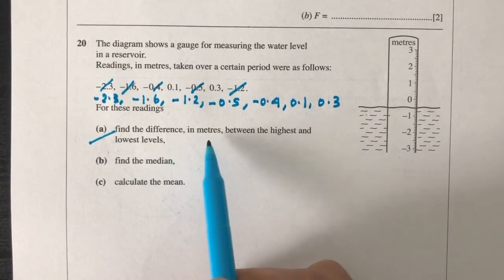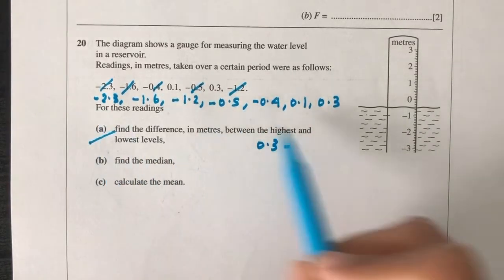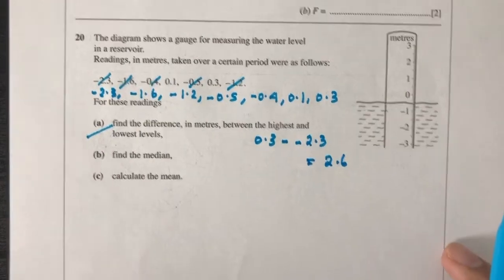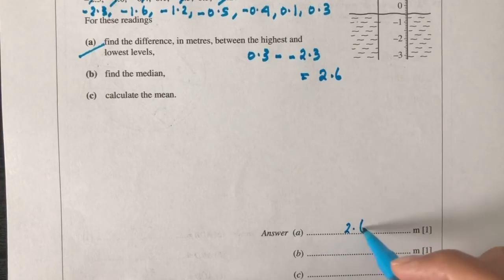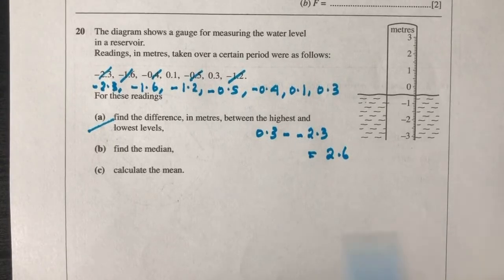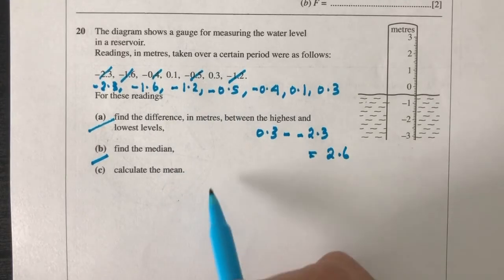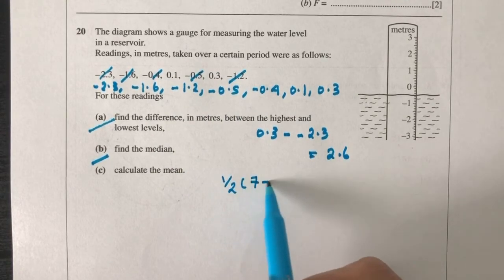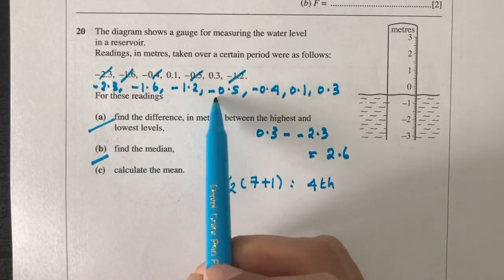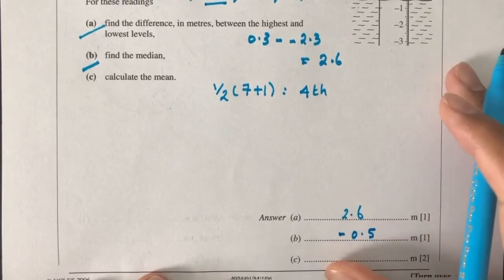Question part 1. Find the difference in meters between the highest and the lowest level. So highest is 0.3 minus minus 2.3. That will be 2.6 for the difference. Now find the median of the values. So we have 1, 2, 3, 4, 5, 6, 7. The median will be half of 7 plus 1, that will be the fourth element. So 1, 2, 3, 4, this is your median value, minus 0.5 meters.